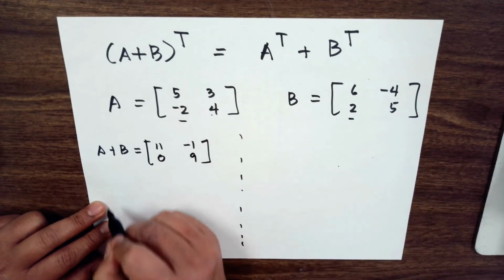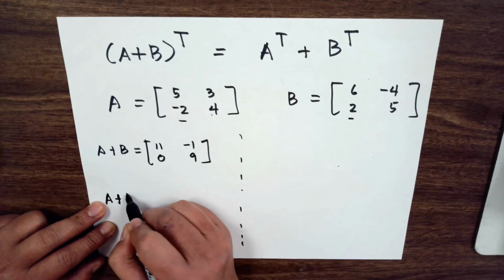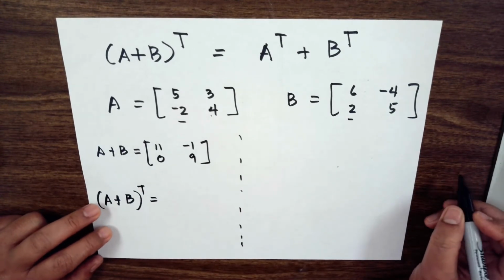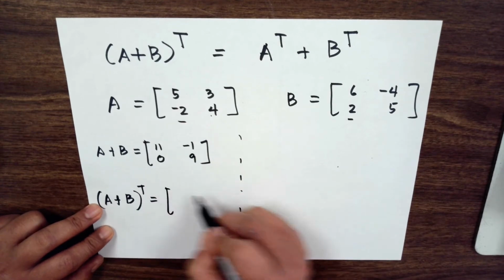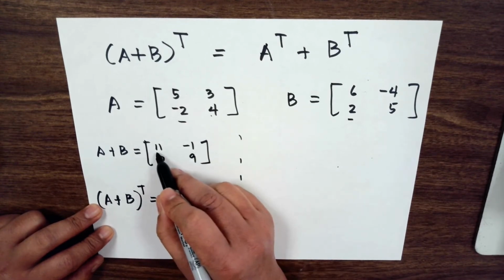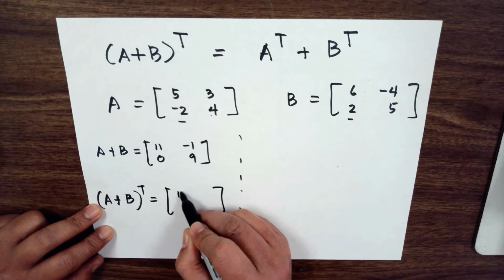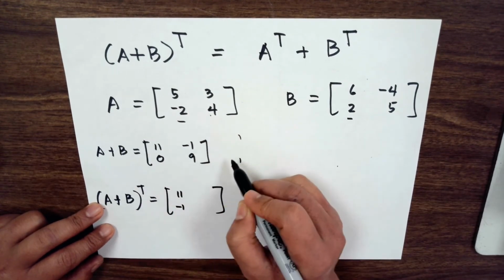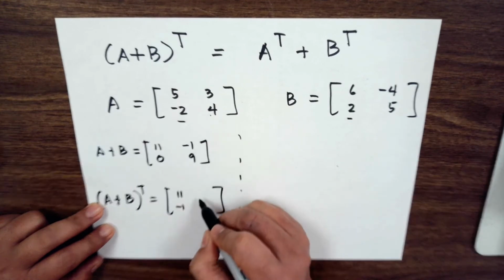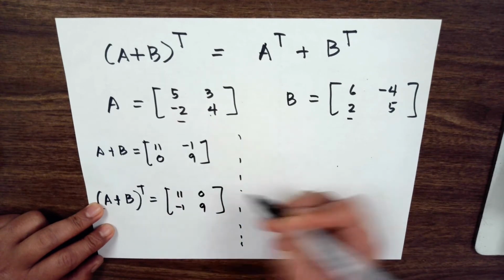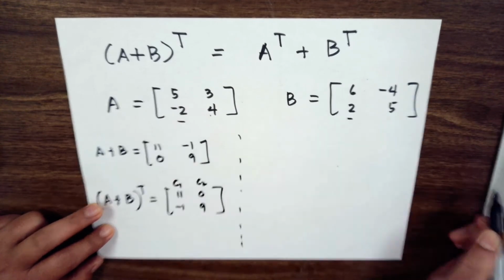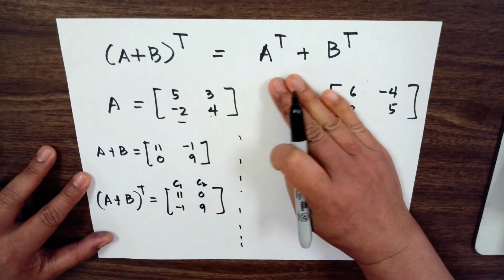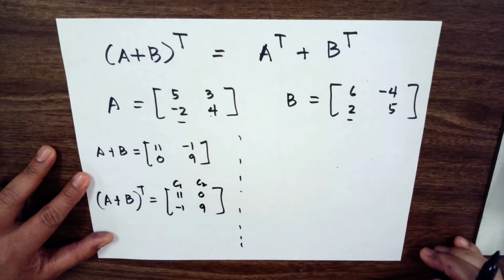And then after that, we will have to take the transpose. So again, transpose means make the rows into columns. So row 1, which are 11 and negative 1, becomes column 1. Alright, and row 2, which has elements 0, 9, becomes elements of column 2. Alright, now let's see if we will get the same answer when we do this situation.